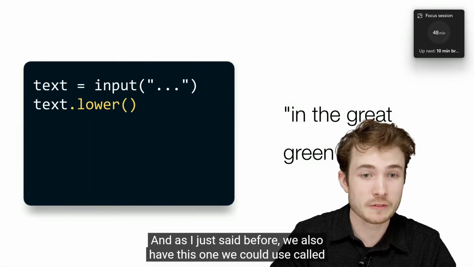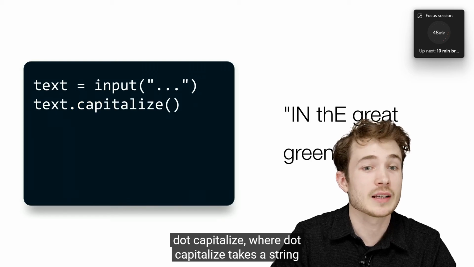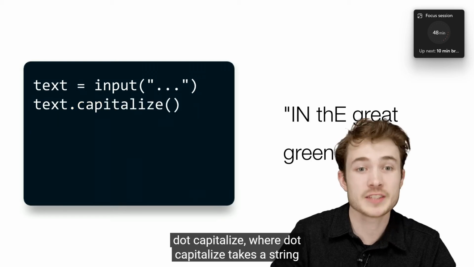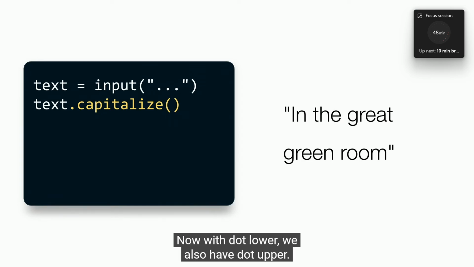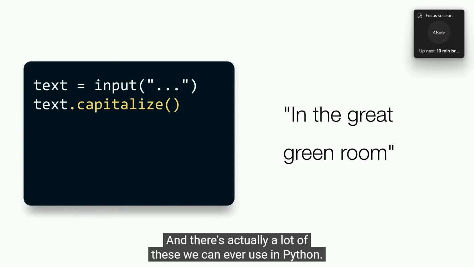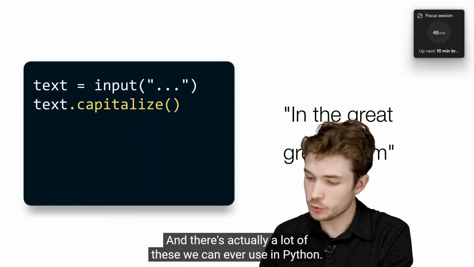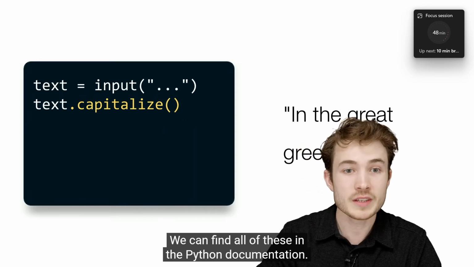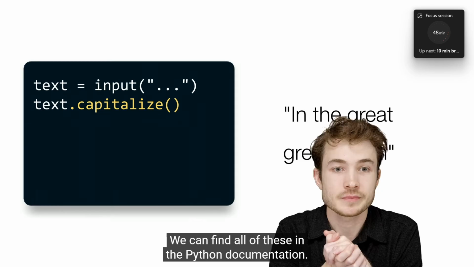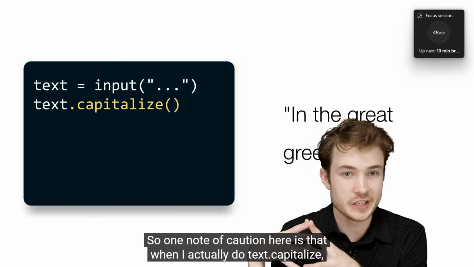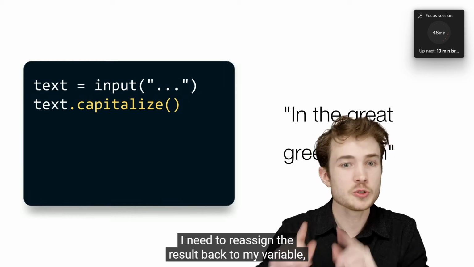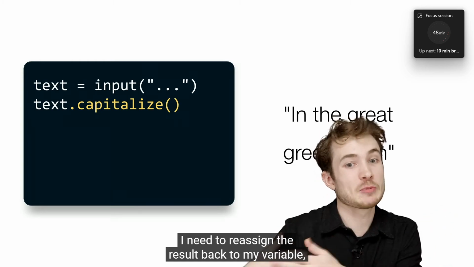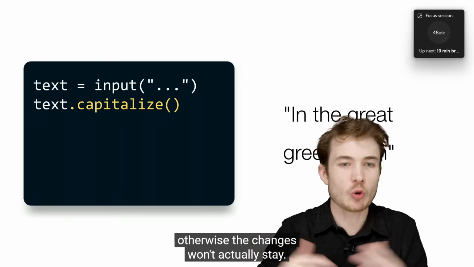And as I just said before, we also have this one we could use called .capitalize, where .capitalize takes a string and makes the first character only uppercase. So some options there. Now with .lower, we also have .upper, and there's actually a lot of these that we can use in Python. We can find all of these in the Python documentation. So one note of caution here is that when I actually do text.capitalize, I need to reassign the result back to my variable, otherwise the changes won't actually stay.